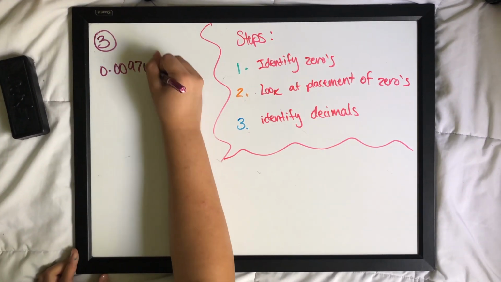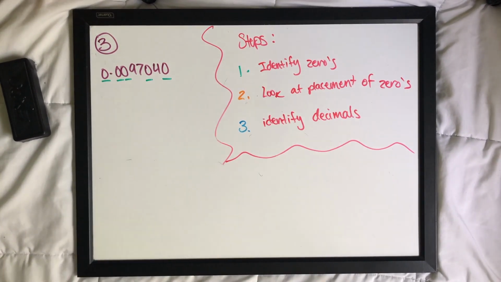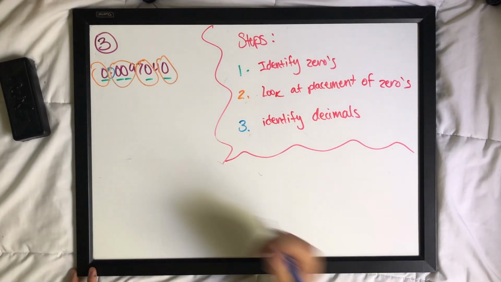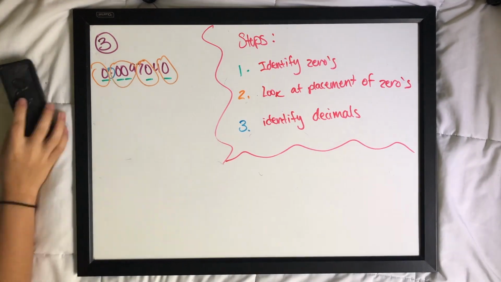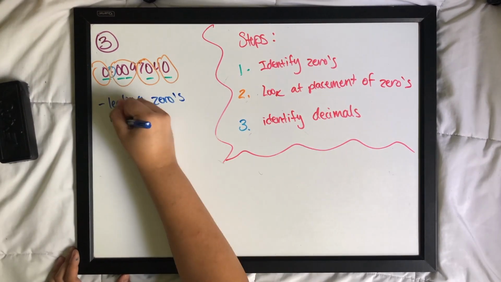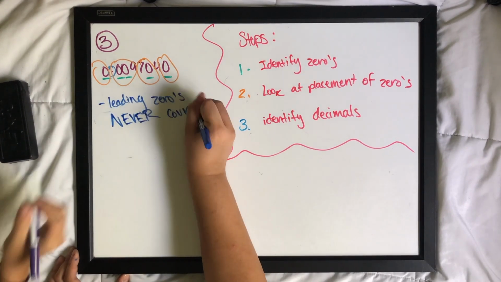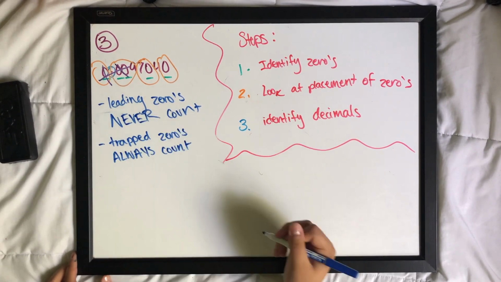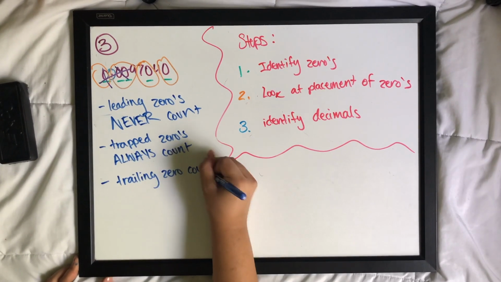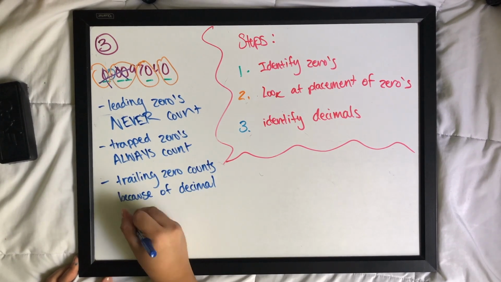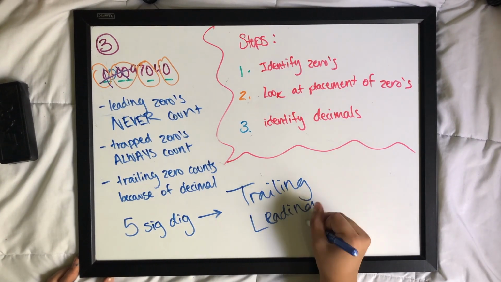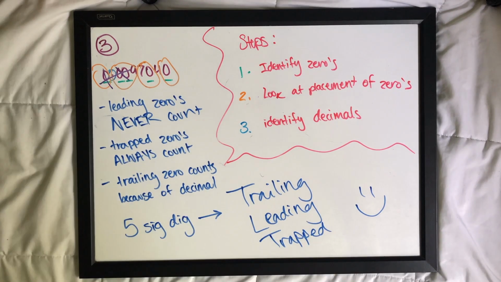Example 3. Keeping the steps in mind, we had to identify the placements of the zeros and identify if there's a decimal. Because there's 3 zeros in the beginning, it's still going to be leading zeros, so leading zeros never count. We cross those 3 zeros out. Then because there's a decimal, the last 0 after the 4 does count, but if there wasn't a decimal, it wouldn't. And because there's zeros trapped between the 4 and the 7, those are trapped zeros. That's why we have 5 significant digits and all 3 rules apply.